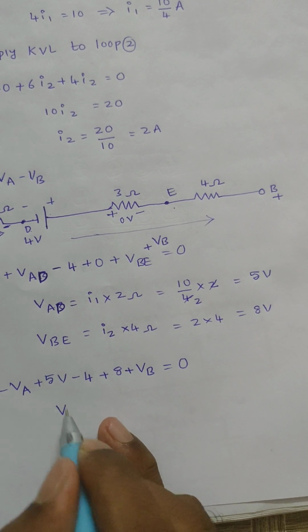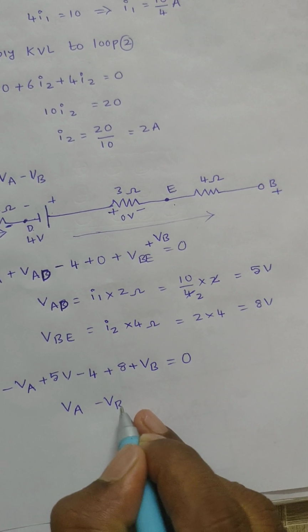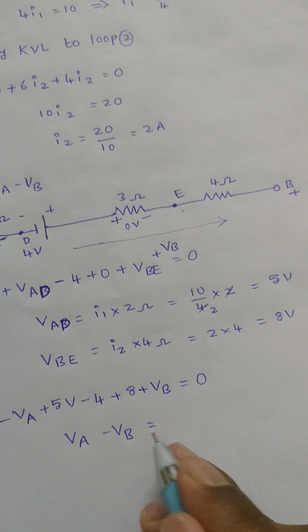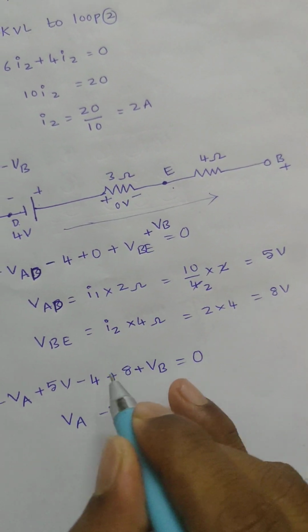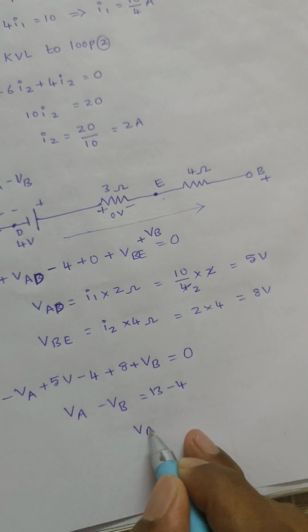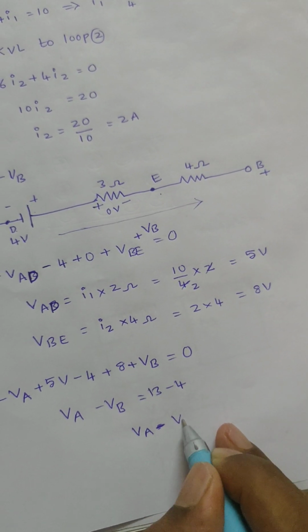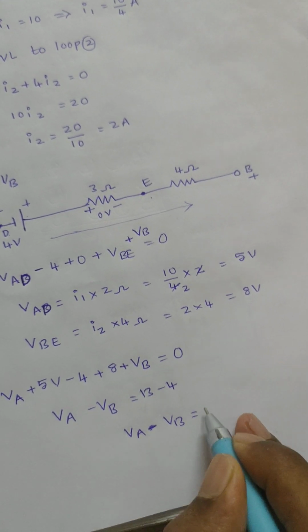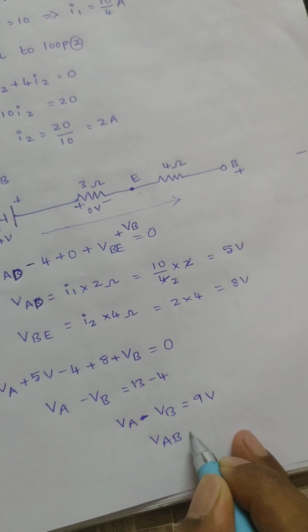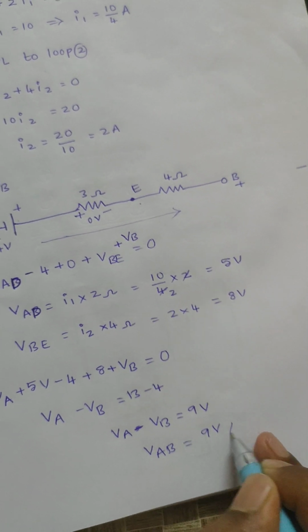Then VA minus VB is equal to 13 minus 4. Then VA minus VB is equal to 9 volts, that is the answer. That is VAB, which is nothing but VA minus VB, equal to 9 volts.